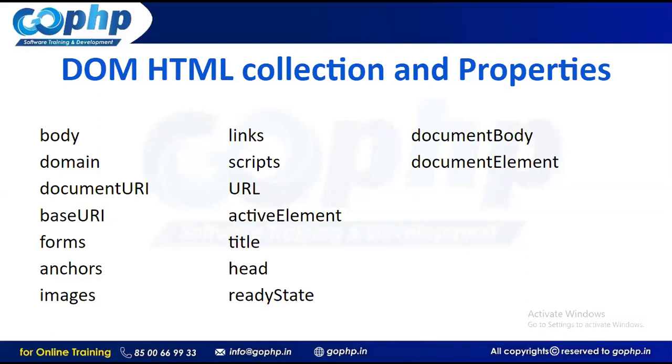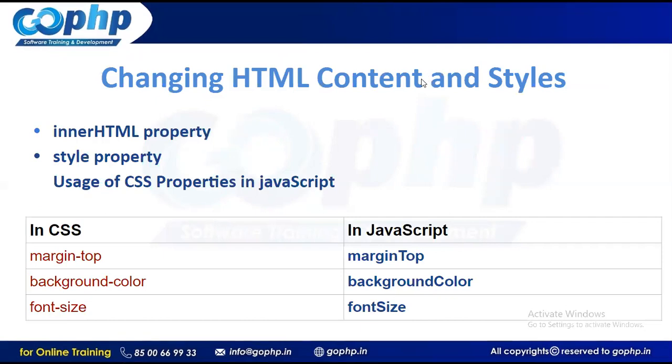So by using all these properties in HTML collection, how can we get the HTML elements from a document? Let us see, guys, how we can access the document properties also. These we are going to see now programmatically. Let me explain document body and document element first, then we can go for the remaining, guys. Let us see how we can access document body and document element, right?